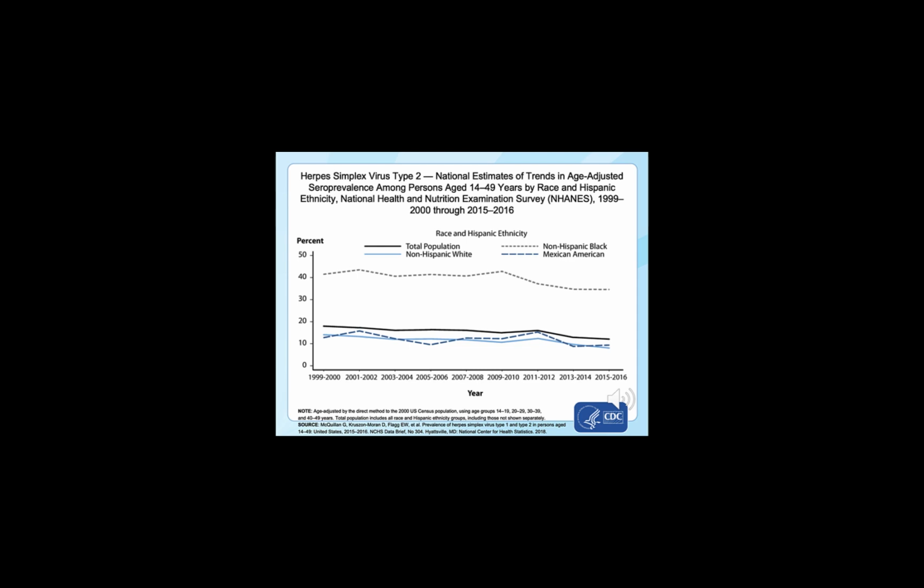So if you look at this solid black line on this curve, you see that between 1999-2000 and 2015-16, which is the most recent set of NHANES data available, the seroprevalence of HSV-2 in this age-adjusted curve has declined steadily over time to about 14%. But that is vastly different by race and ethnicity subgroup. In the dotted line above, you see the seroprevalence of HSV-2 among non-Hispanic blacks, and it also has declined, but it's still hovering as high as 38% nationally.